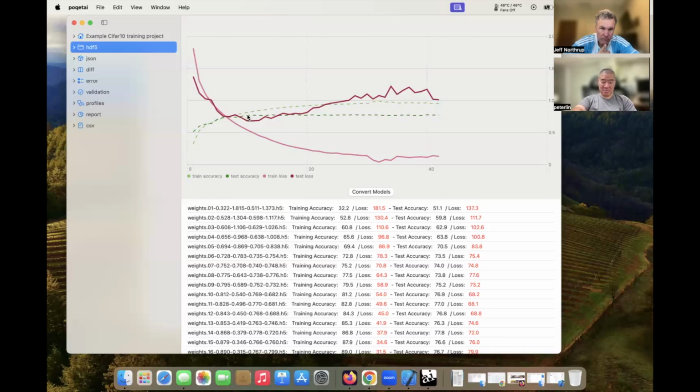This is a very common pattern where the model improves over time, gets better and better and better. And at some point, usually, the accuracy for the test data set plateaus and it never improves beyond that. It just gets stuck.